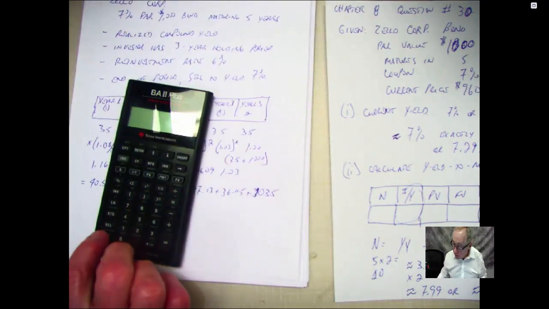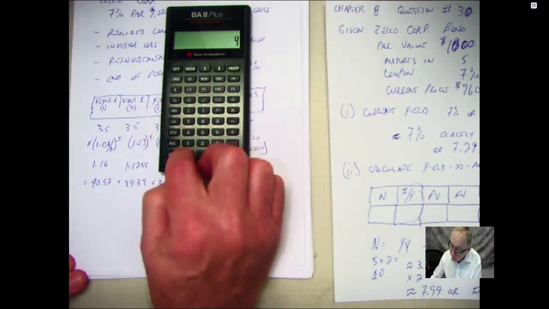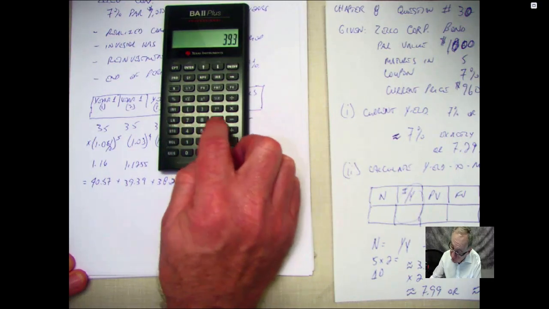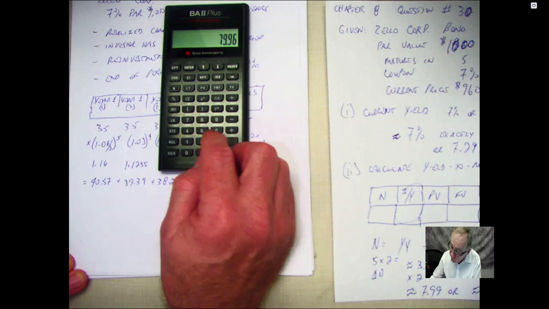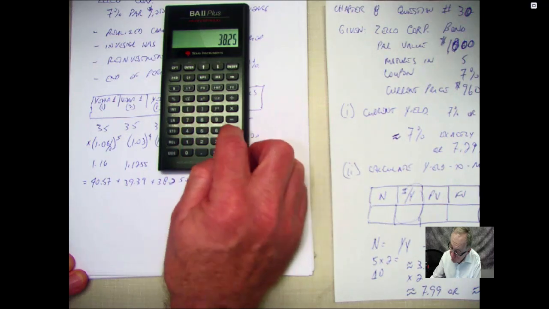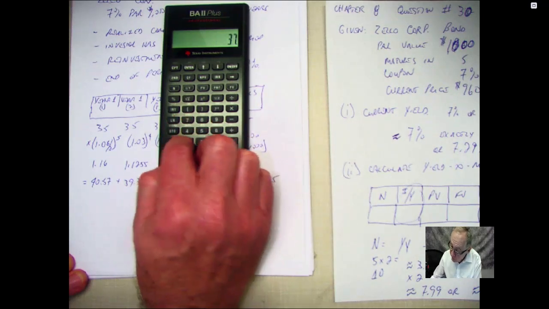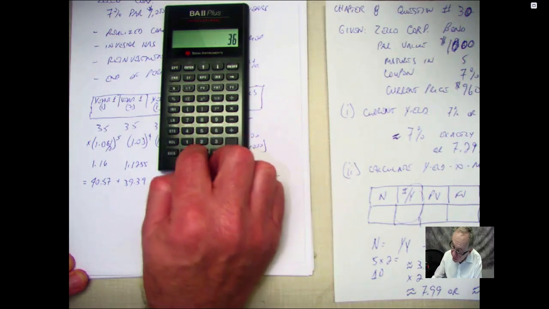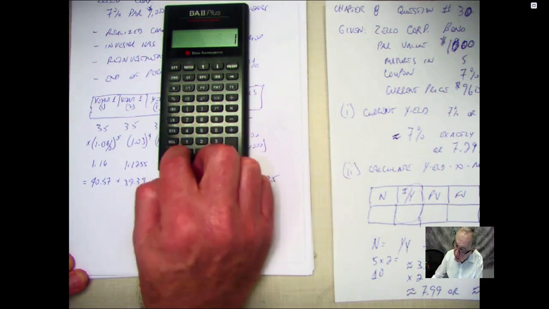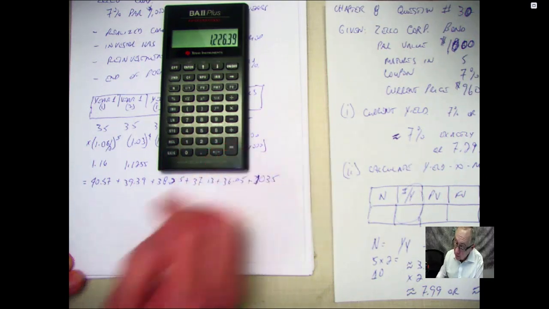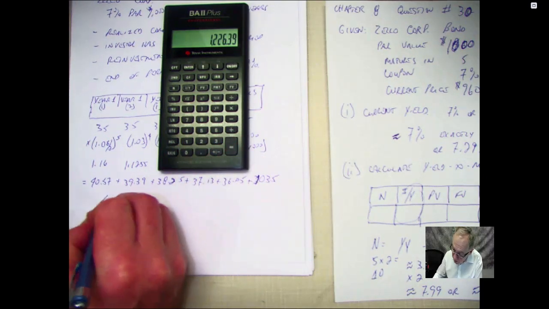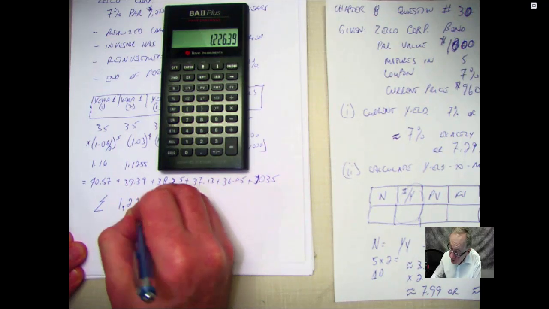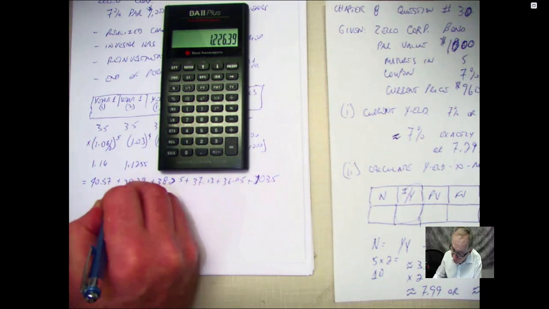Okay, so then it's a matter just of summing these: 40.57 plus 39.39 plus 38.25 plus 37.13 plus 36.05 plus our maturity value gives us an aggregate value of $1,226.39.